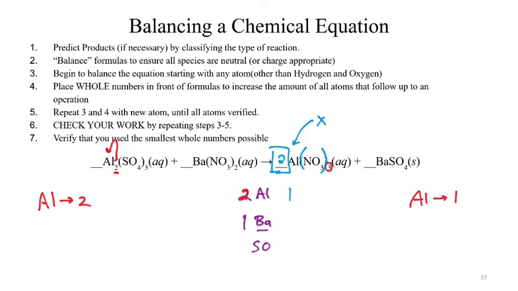How do I do that? I put the 2 there. This now becomes 2. Make sense? So now we could jump to the barium, which I would agree with personally. I think that's a good choice.